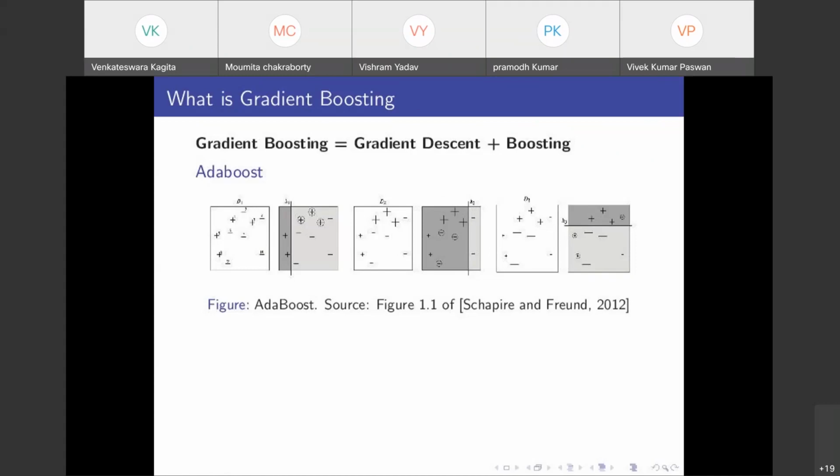Upweighting the incorrectly classified instances and downweighting the correctly classified instances. And as per the new weightage, again we learn another classifier, upweighting the incorrectly classified instances and downweighting the correctly classified instances, and we repeat this process for a number of iterations. Right. So this is the AdaBoost technique. What is gradient boosting? Gradient boosting is a gradient descent plus boosting technique. How this works, we'll see in the coming slides.